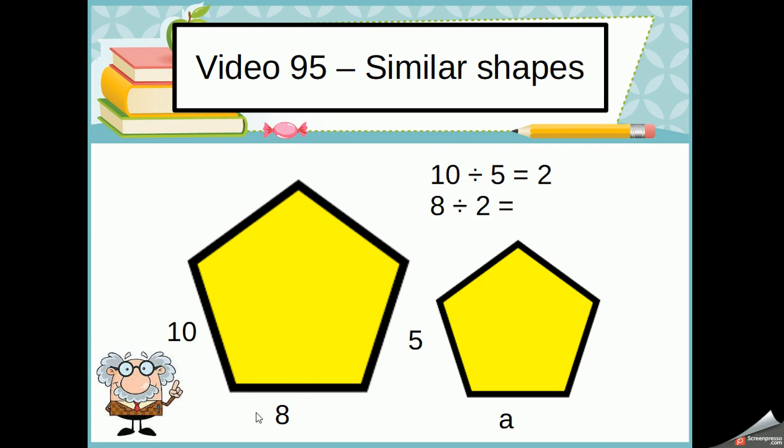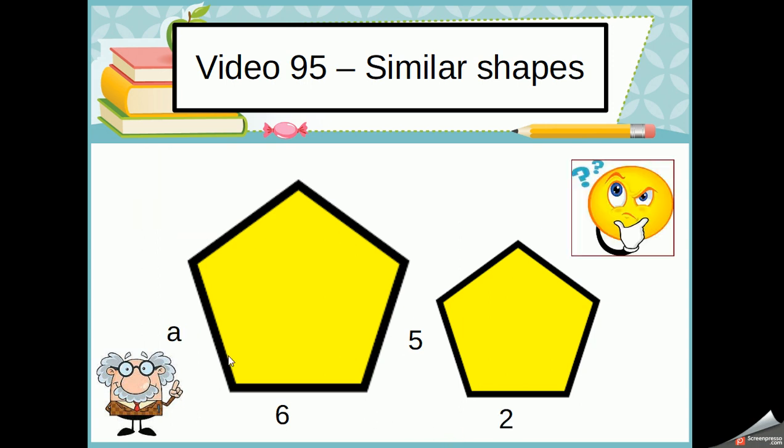I then find the corresponding side to the one I'm trying to find. So in this case, the bottom side I'm trying to find, the one labelled A, and the corresponding side to it is the one labelled 8. And then we'll just simply do 8 divided by 2 is 4. The missing side is 4.